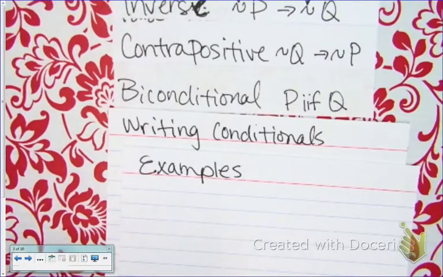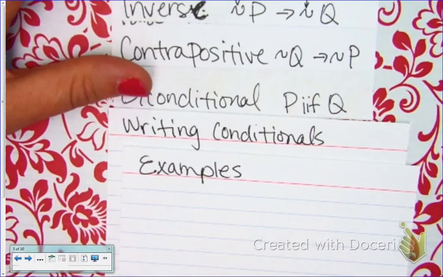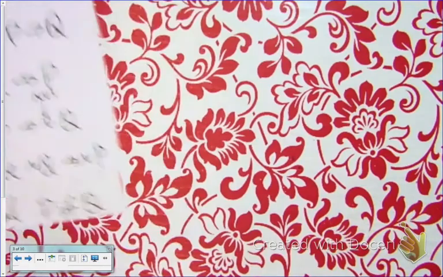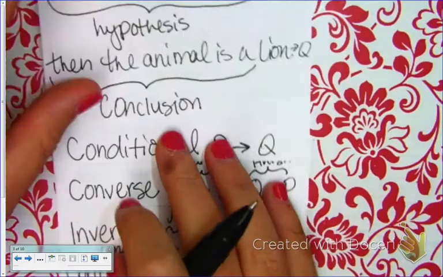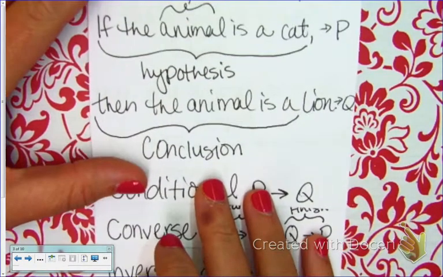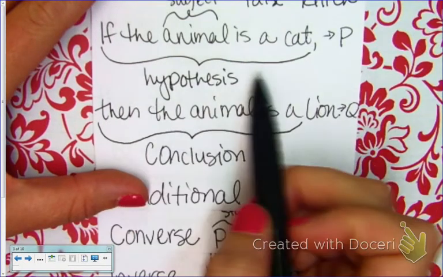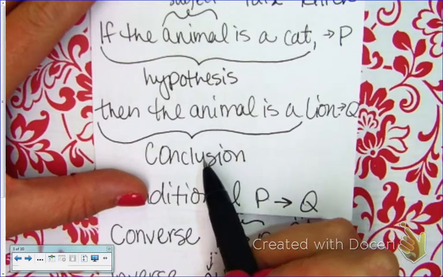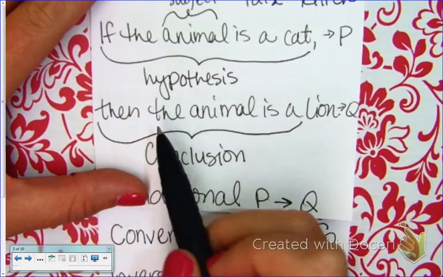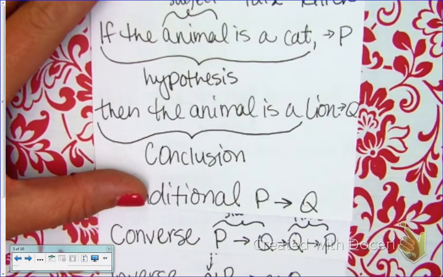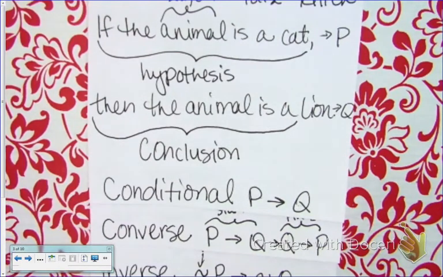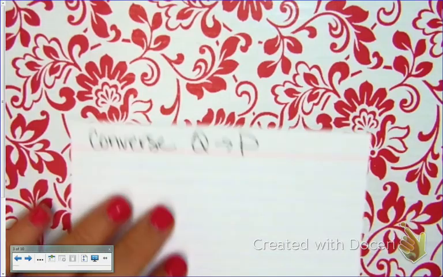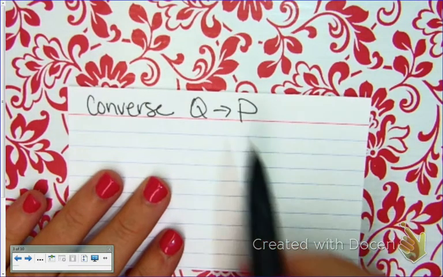All right, we're going to work with our converse first. Now, from yesterday, we said that if the animal is a cat, which is our hypothesis P, then the animal is a lion, our conclusion Q. So if P, then Q. Now, we're going to be taking that and changing it a little bit. So if we look at the converse, which is Q, then P, what do you think happens?